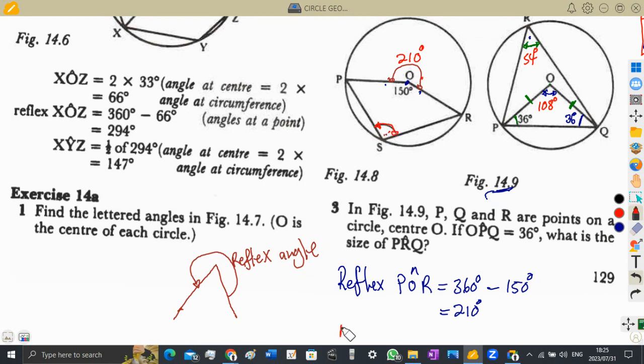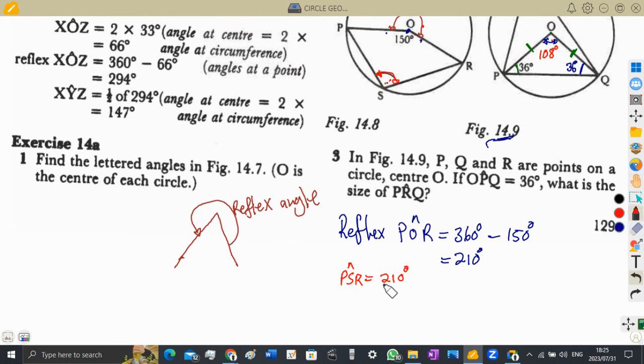So meaning to say our angle PSR can be calculated just like the previous part. We wanted to calculate the angle at the circumference from the one at the center. We simply divide by what? By 2. So this is going to be 210 divided by 2. The moment we divide this, we are going to have our PSR. So 210 divided by 2 is going to be what?